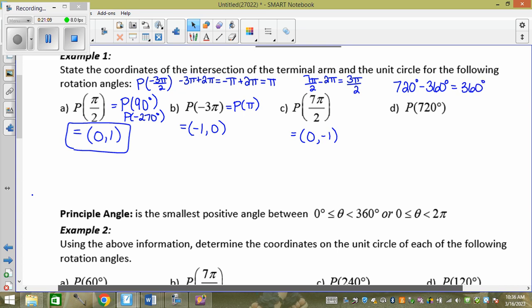So I want the coordinate. This is the same as P of 360, because I'm finding all the coterminals. So we learn coterminals first. So I go to 360. Here it is. What's the coordinate of 360? 1, 0.